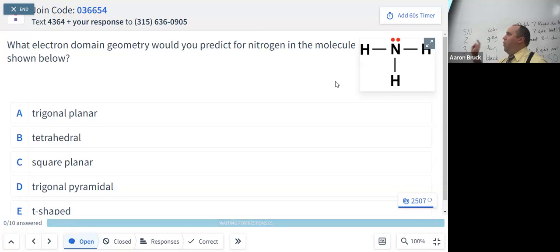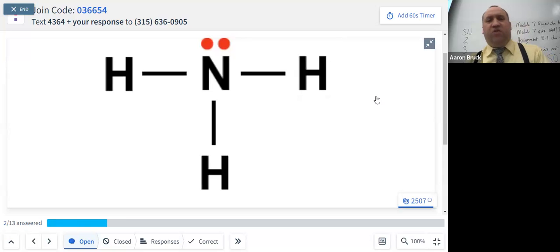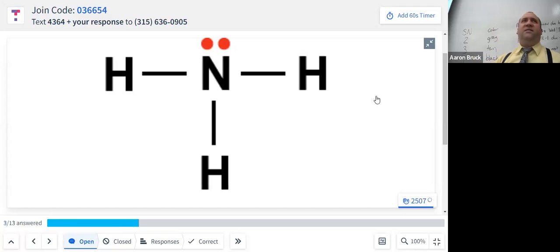So I've got ammonia here, NH3. Which domain geometry would we predict for the nitrogen in the ammonia here? So remember, domain geometry is based upon steric number. What is the steric number of the nitrogen here? What shape does that steric number predict? So I'll give you a minute, put in a preliminary answer.